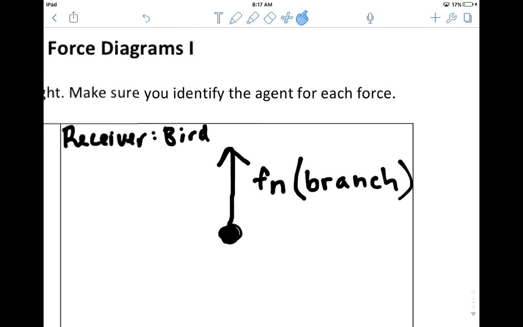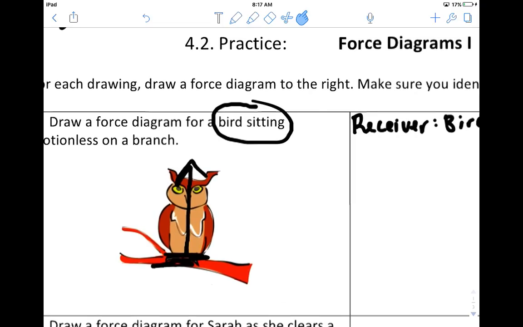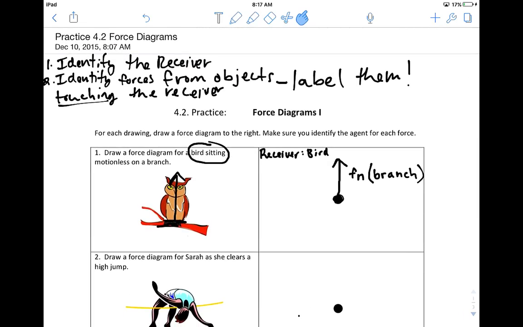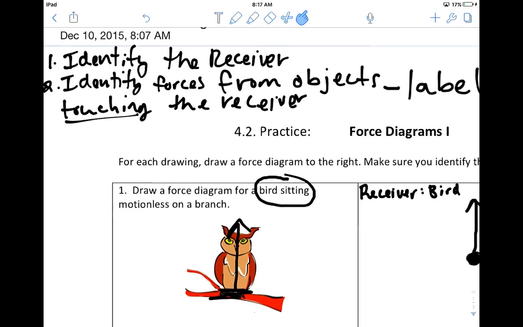All right. Now I go back and I'm going to look. I don't see anything else touching the bird, so that step is done. Sometimes there will be multiple things touching your receiver, and you're going to have to identify forces for all of those. Okay. So finally, number three, really we want to identify any non-touching forces, but for you guys, that's always gravity.